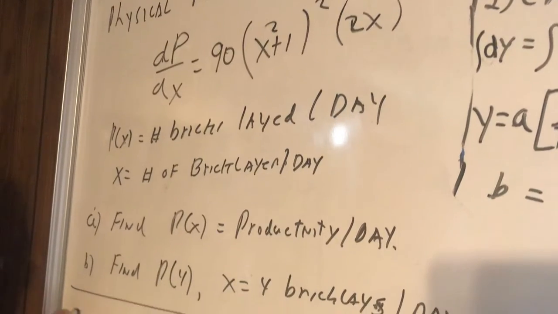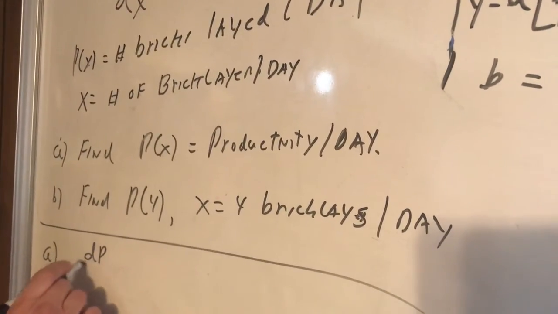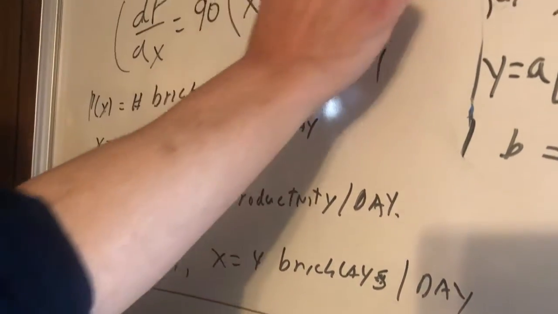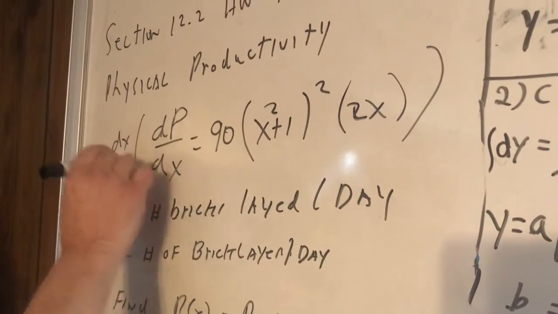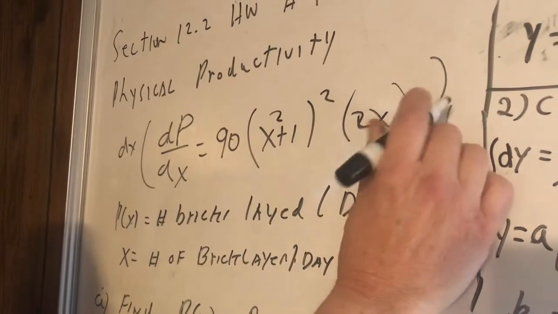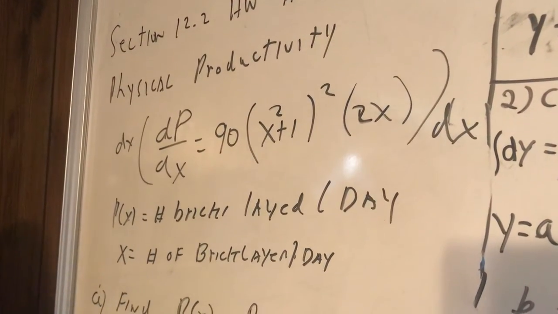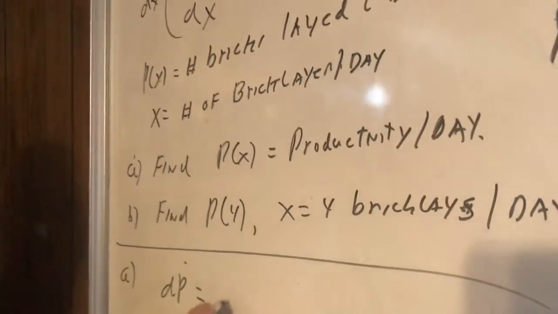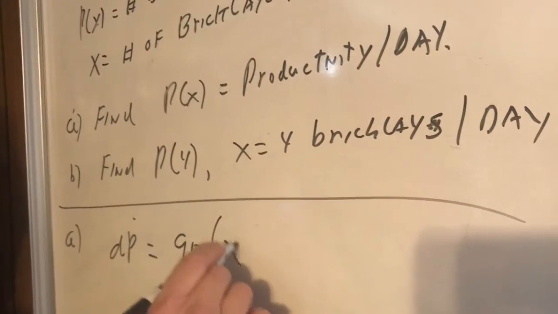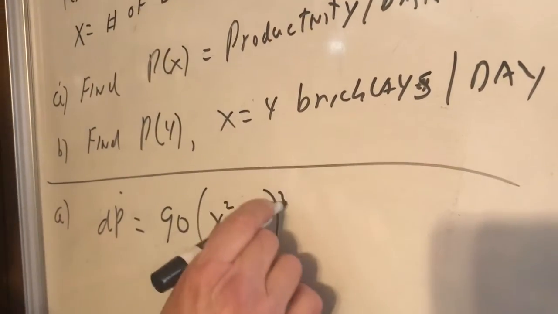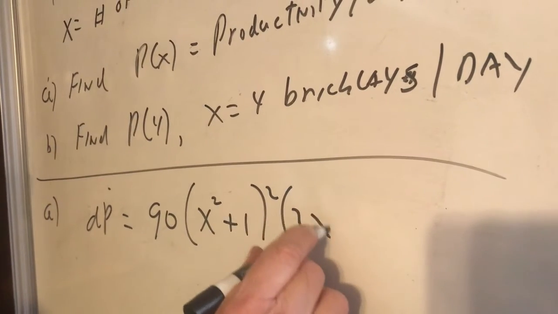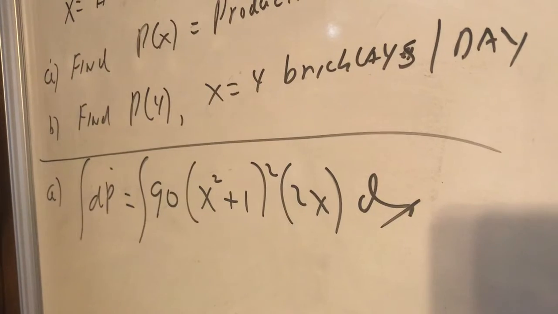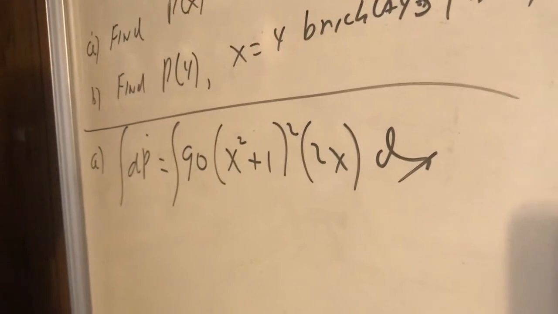So we have dP/dx. Let's multiply both sides by dx. So that's going to be dP equals 90 times (x squared plus 1) squared times 2x dx. Take the integral, and here we have a chain rule.